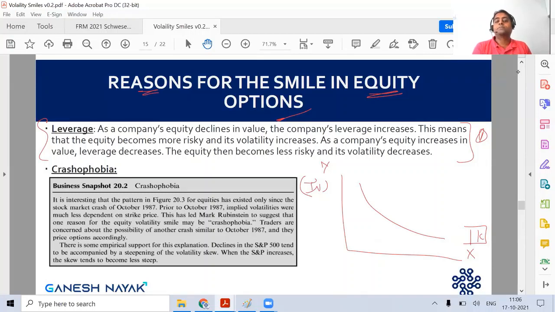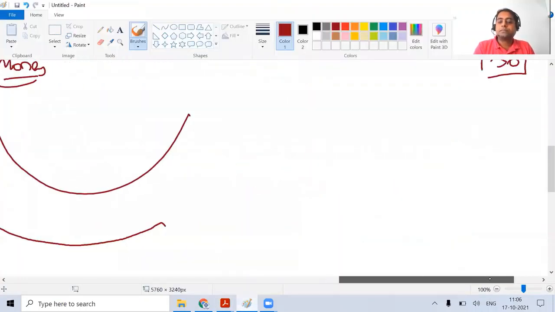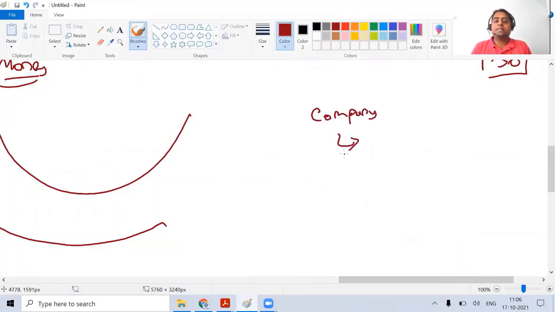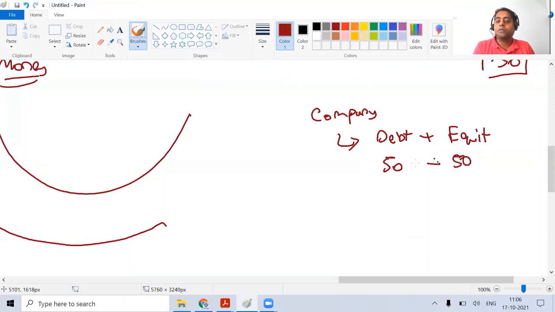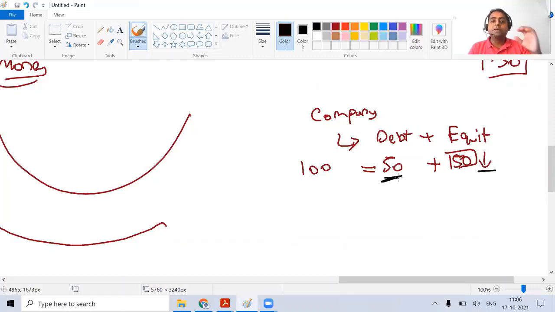Do you all agree with that logic? I'll give you some numbers. Suppose there is a company, where the asset side is equal to the liability. And the liability is made out of two components: one is debt and one is equity. Now suppose we have 50 debt and 50 equity, which leads to 100 being my entire asset side. Now think about this. If my equity goes down, then the debt becomes very heavy, very big. So if my equity goes down, when you look at the company, you will find that the debt is very high. That means the leverage is very high.